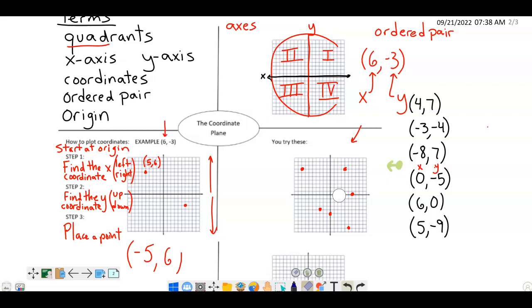If you got all those, you did a very good job. Excellent job. Remember where the quadrants are, know your x and y axis and the order, and you are ready to practice and go to the next level.